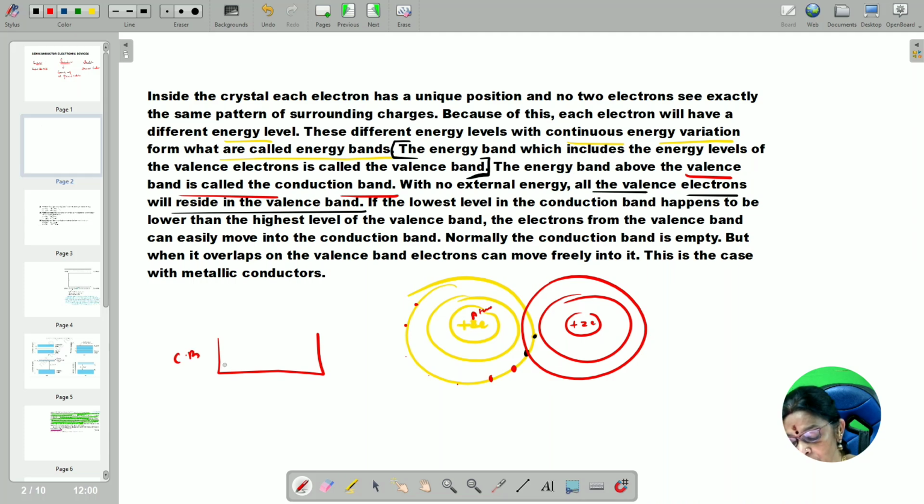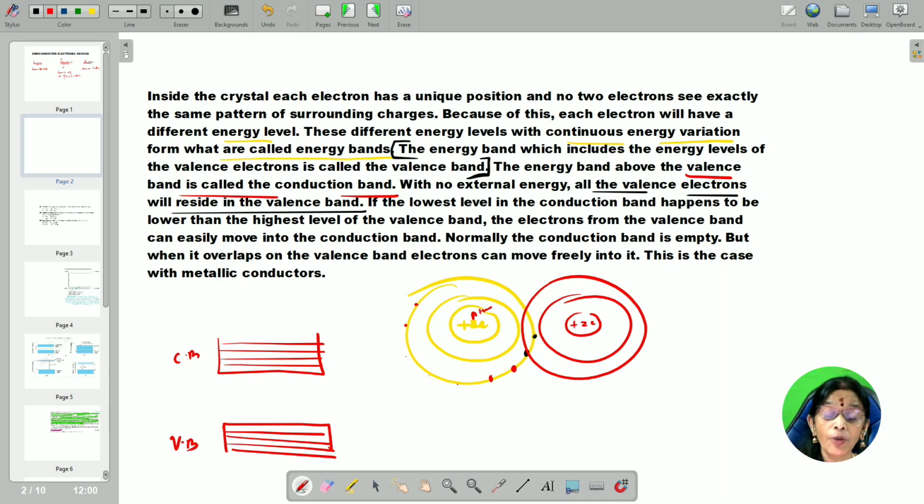So, what is the conduction band? Just above the valence band, the energy levels form a group that is called the conduction band, and the energy levels formed due to the valence electrons are called the valence band. Hereafter, you will have to call this the valence band, and the conduction band is just above the valence band. That is almost empty over here.